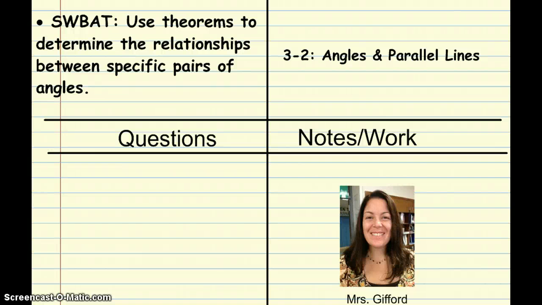Hi everyone. Today we are going to do 3.2 angles and parallel lines. After today's lesson you should be able to use theorems to determine the relationships between specific pairs of angles.